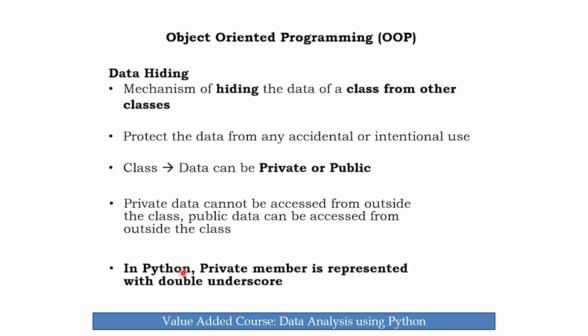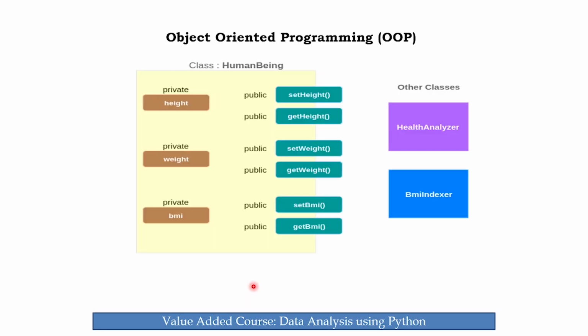In Python, to differentiate private and public, the private member is represented with a double underscore. See here in this example, I have defined a class called human being. It has three members defined inside: height, weight, and BMI. They are defined as private. But see here, I have some methods. These methods I have not declared as private. I have declared them as public.